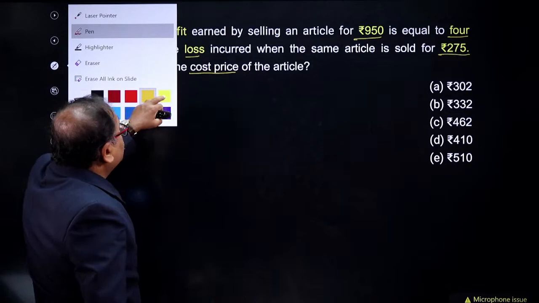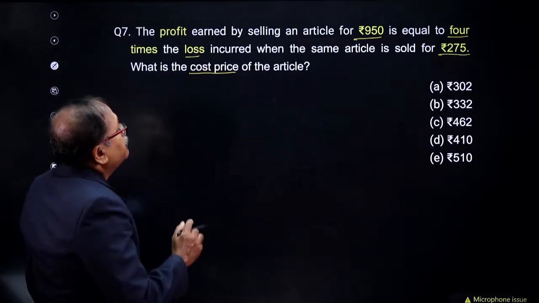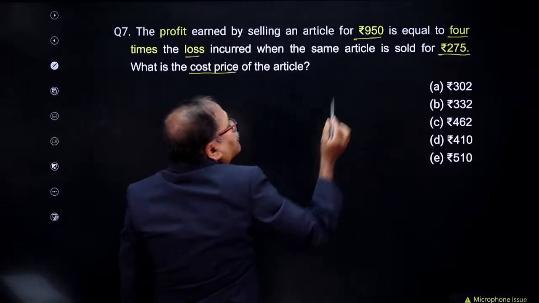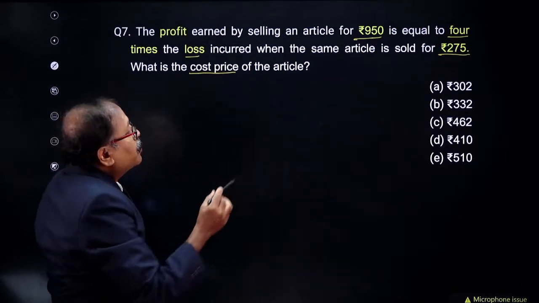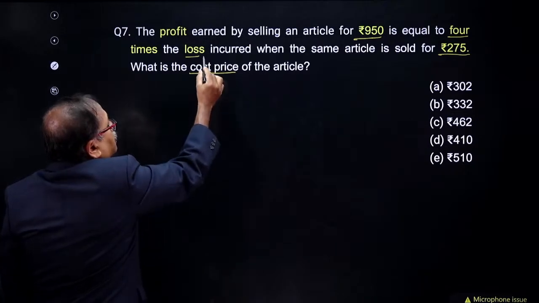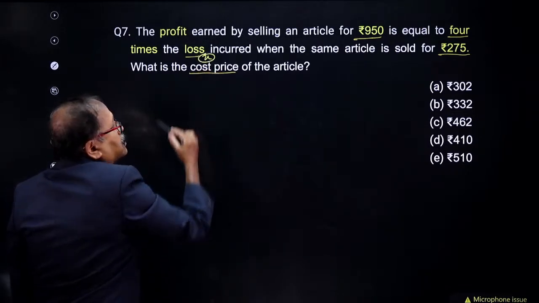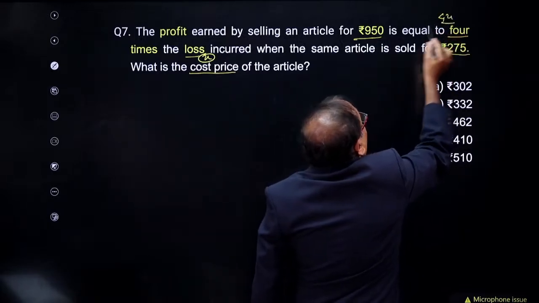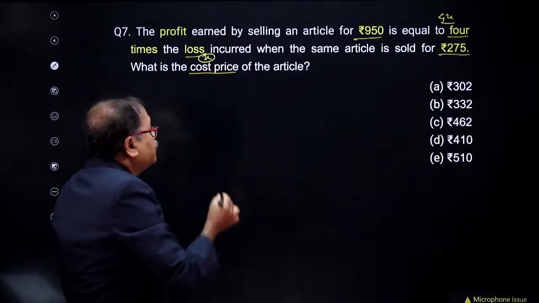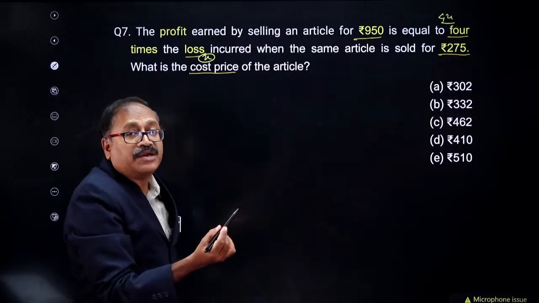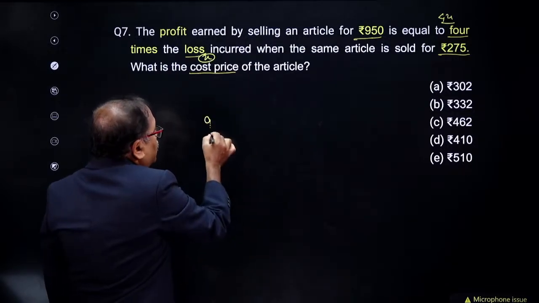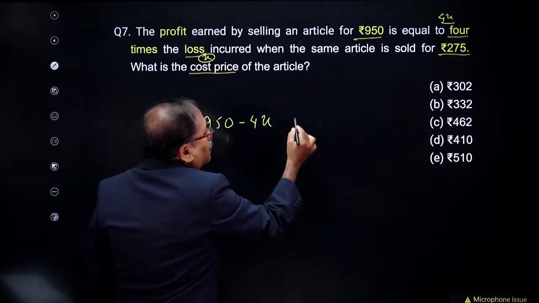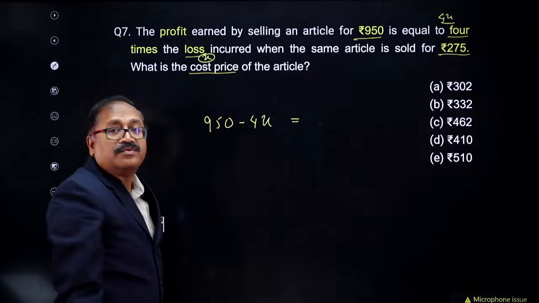Look at this one. This one thing you will definitely learn today. What is the cost price? The cost price is selling price minus profit. And the profit is 4 times the loss. If I consider the loss as X, then the profit will be 4X. Right? So from 950, if I take out the 4X, you will get the cost price. So that is 950 minus 4X. This is the cost price, which is equal to.